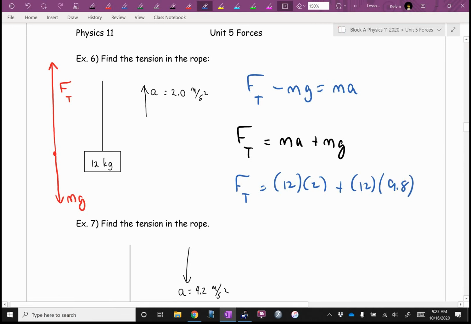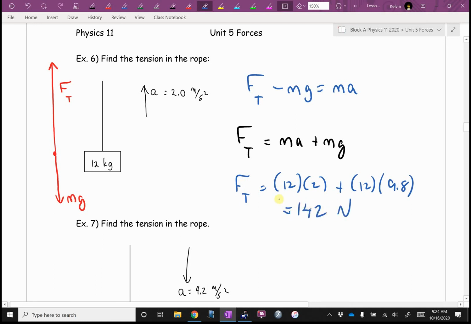I think I can do that in my head. It's going to be 12 times 11.8. What's that going to be? It's going to be 12 times 11, which is 132. 12 times 8 is 96. So it's going to be 132 plus 9.6. 141.6. I might be wrong. Yeah? There you go.